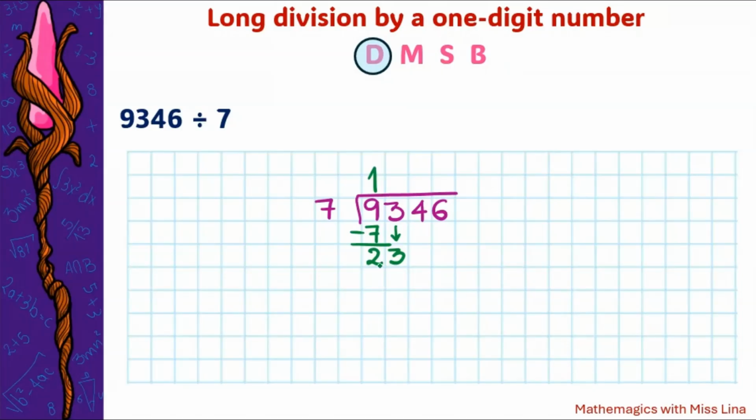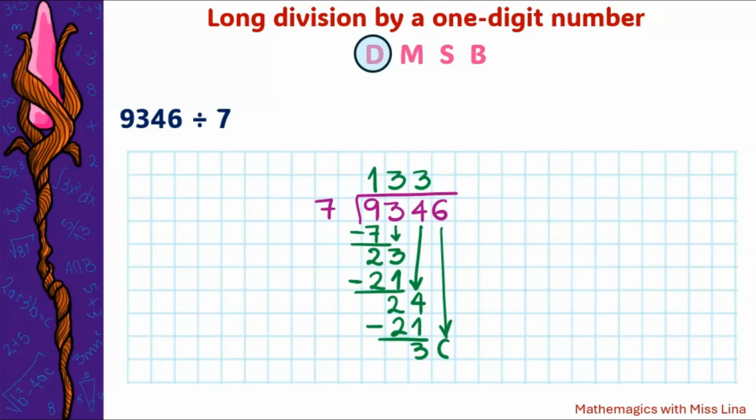Over again. Division, 23 divided by 7 is 3. 3 times 7 is 21. 23 minus 21 is 2. And bring down the 4. We start over again. 24 divided by 7 is 3 again. 3 times 7 is 21. 24 minus 21 is 3. And bring down the 6.